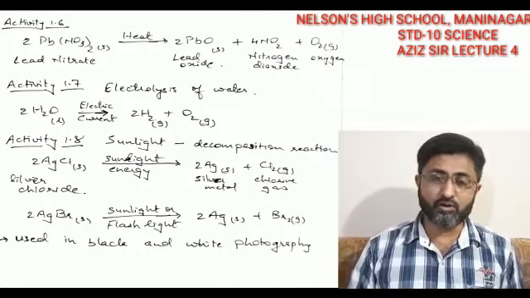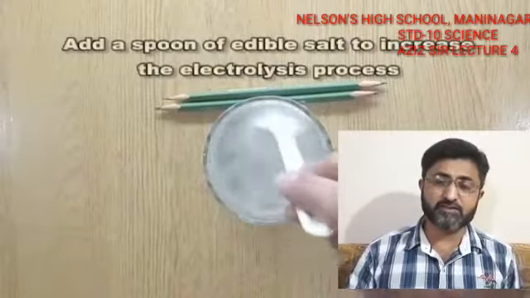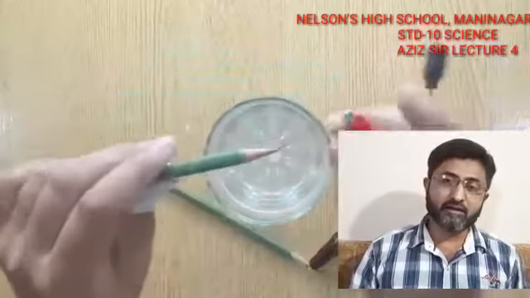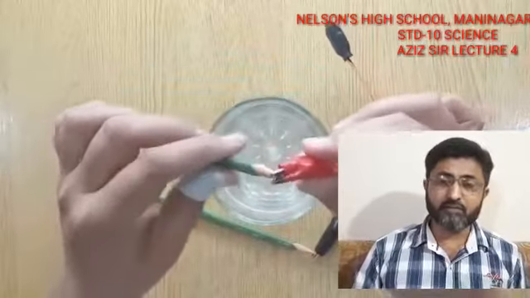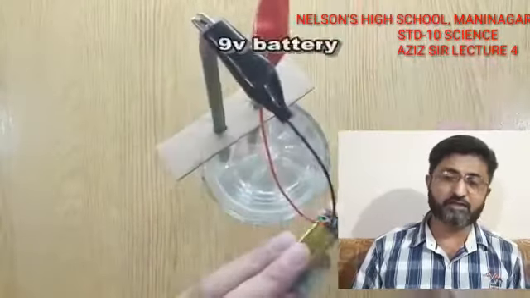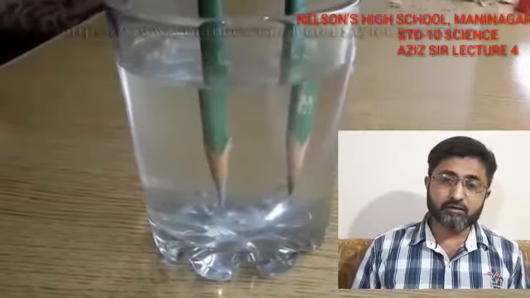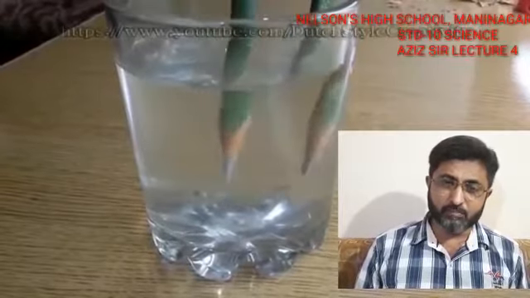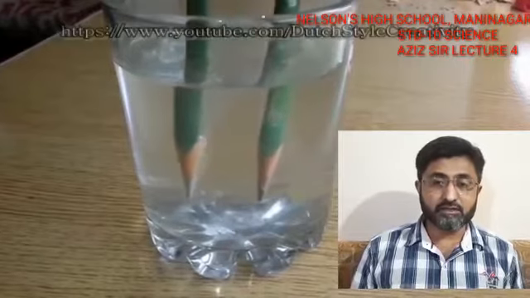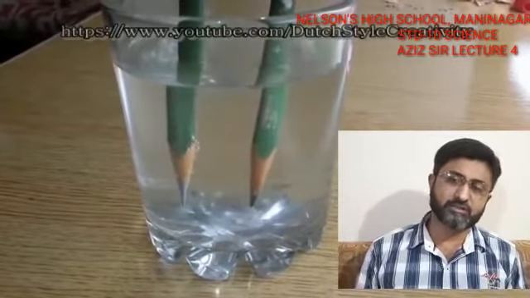Please do not perform it at home. You are able to see two pencils which have been sharpened on both sides. One side is connected with wires and put inside the water. The other end, which is not connected with the wire, is also put inside the water, and the electric current is passed. You are able to see at one of the graphite rods, which is nothing but a pencil, a large amount of bubbles formed, which is hydrogen gas, and the other pencil has fewer bubbles, which is oxygen gas.